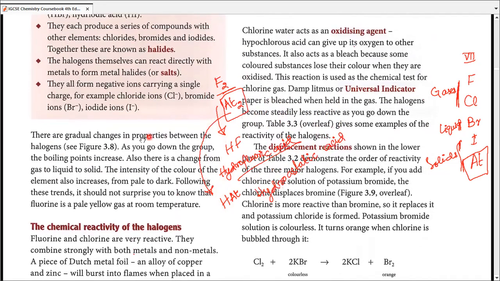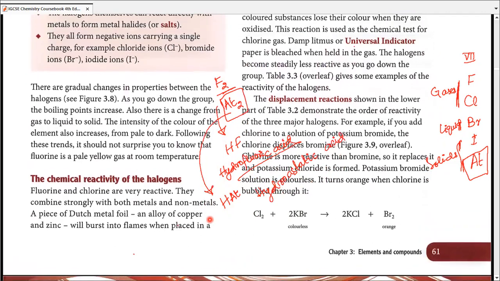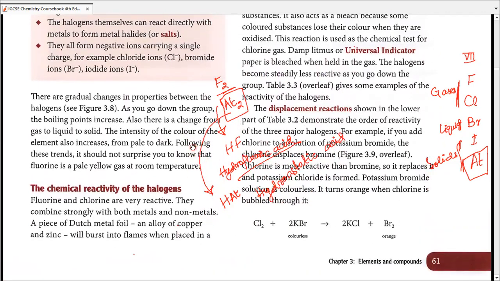Now, there are gradual changes in their properties as you go down the group. The boiling point increases, the melting point increases. Their state is changing from gas to liquid to solid. I've already explained it. The intensity of the color is also increasing. They're moving from pale to dark. So you would know how the trend is going. As far as chemical reactivity, chemical processes are concerned.